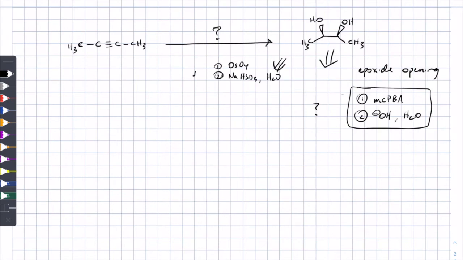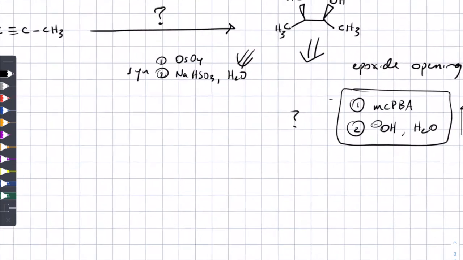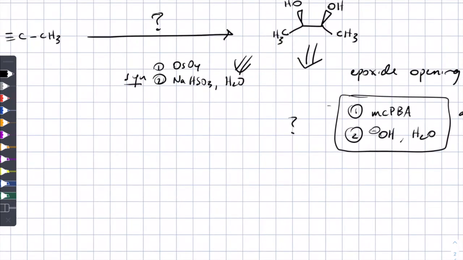And that's the syn dihydroxylation. This is anti. Both can work to give us this product, but the starting materials will need to be different. So what do you think about the starting material for the syn dihydroxylation? What would that need to be?